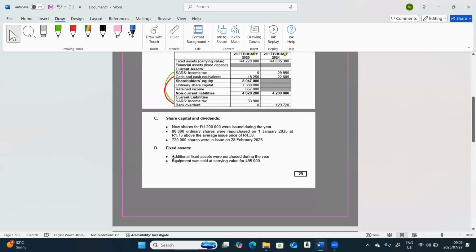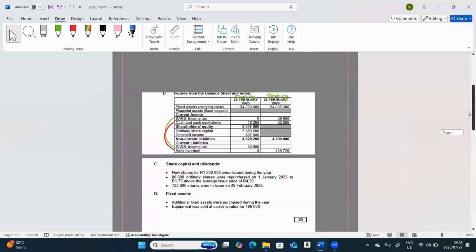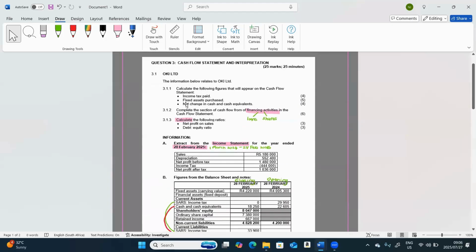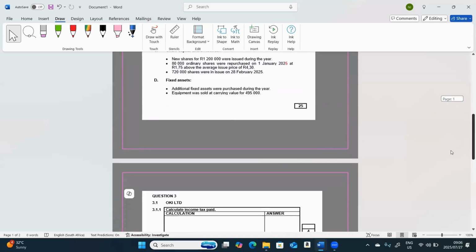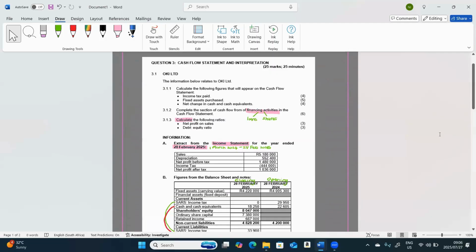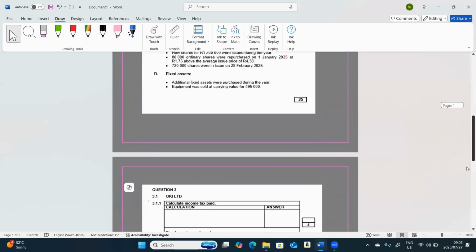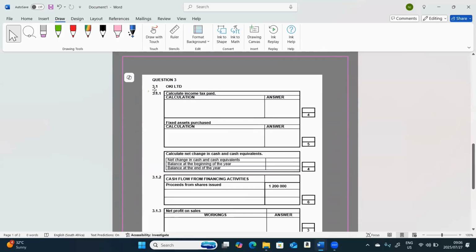And then we know we are going to use our fixed asset information to get the cash paid for fixed assets purchased for those 5 marks. So we know after scanning through the question and through all of the information, we basically know where all of the information is going, and we can start answering the question. Okay, all the questions. Now let's have a look at the first question, which is then going to be 3.1.